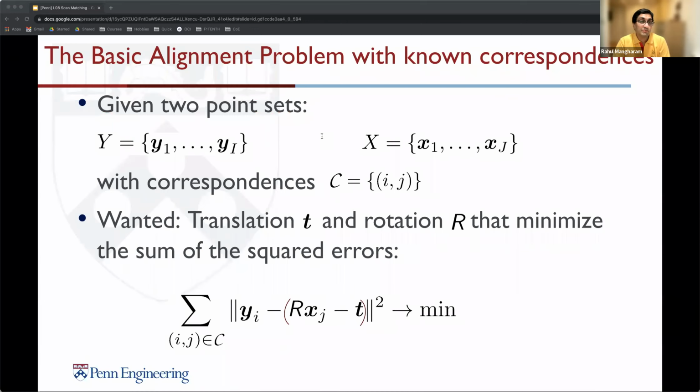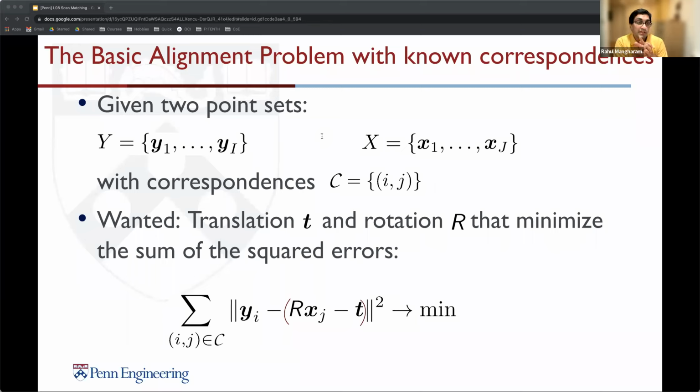We have 2 sets of points. We have a point cloud y and a point cloud x consisting of different numbers of points, and we assume the correspondence is given. The correspondence can be expressed as a set of pairs of indices i and j over here. For example, telling me that point number 1 in point cloud y corresponds to point number 10 in point cloud x. This is what the correspondences actually tell me.